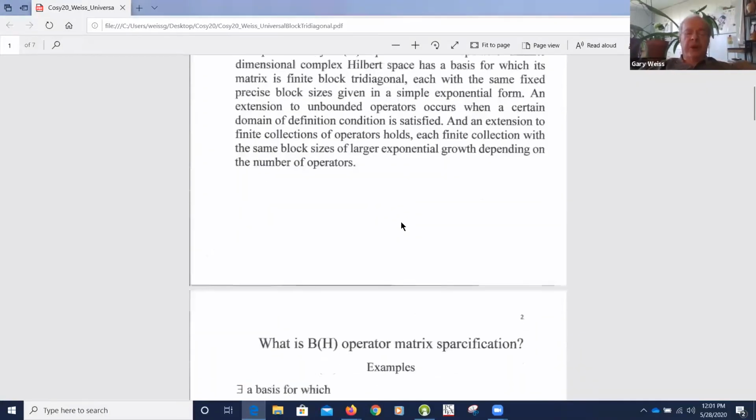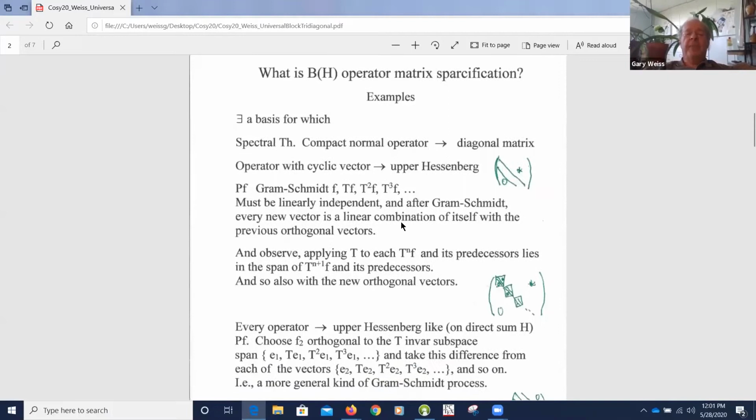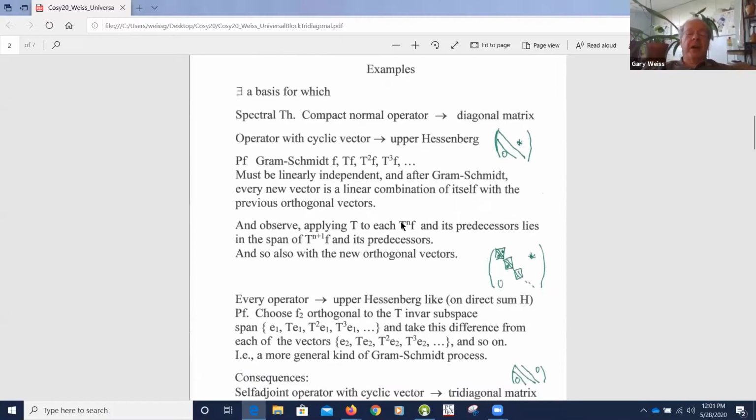So here we start. First of all, what is B of H operator matrix sparsification? I've seen the term sparse matrix for years, but I was never sure exactly what the definition was. But this is mine, and I'll do it by examples. The spectral theorem for compact normal operators: you can go from a full matrix representation to a diagonal matrix. That's a great sparsification.